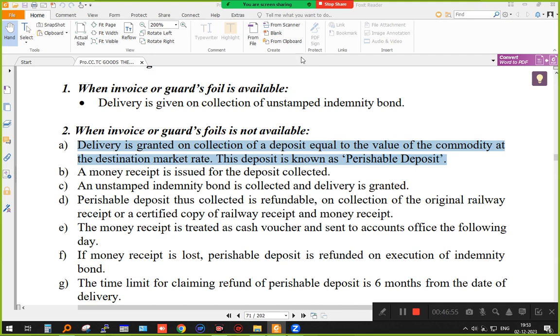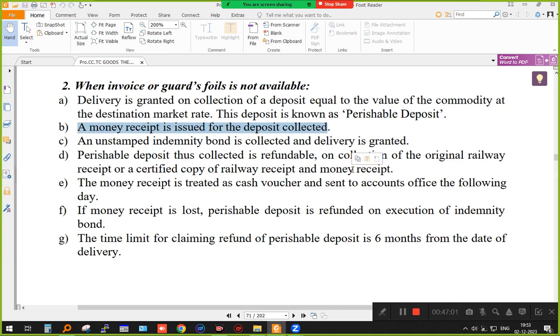Okay, right. Now, a money receipt is issued for the deposit. Whenever you collect money for the railway, you have to give a GR or an MR or whatever you call it, miscellaneous receipt or general receipt. You give it from the UTS. Then an unstamped indemnity bond is collected and delivery is granted. For all perishables, we know how it is done. For this also we collect an unstamped bond and we give delivery. Perishable deposit thus collected is refundable on collection of the original railway receipt or certified copy of the railway receipt and money receipt. See here the beauty.